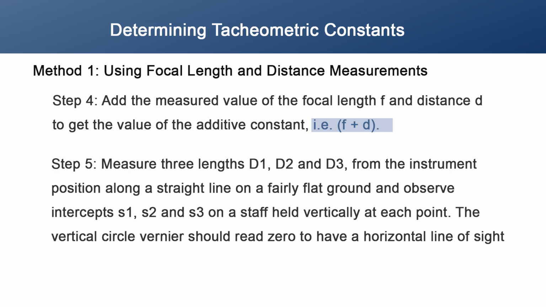On flat, level ground, measure the different distances capital D1, capital D2 and capital D3 from the location where the instrument is set up. At each of these points, observe the intercepts on the staff held vertically, recording these as small s1, small s2 and small s3. Ensure that the line of sight of the telescope is horizontal by adjusting the vertical circle vernier to read 0.